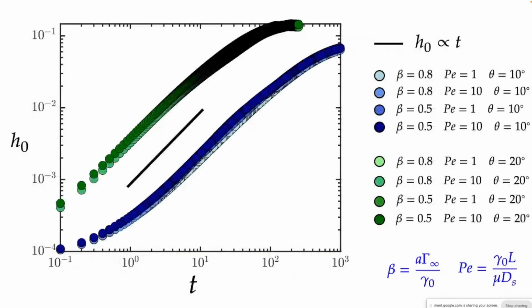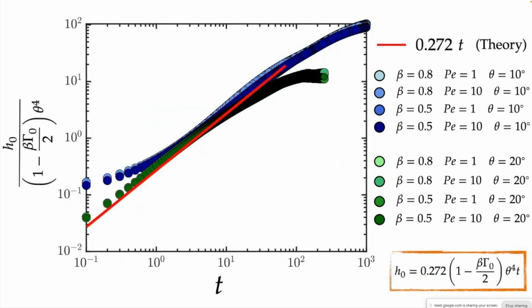So how does it look in my plot? This is H naught versus t. Now if I compensate on my y-axis by this factor, you can see it collapses quite well for both of my cases of H naught. Along with that, this red line, which again comes from theory, matches quite well, and it's without any adjustable parameters.